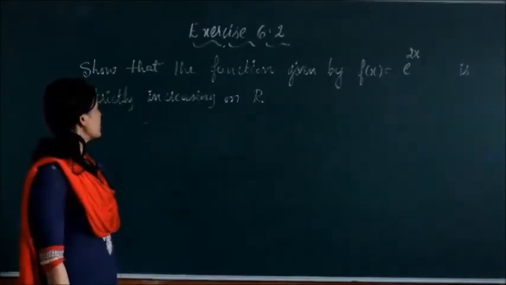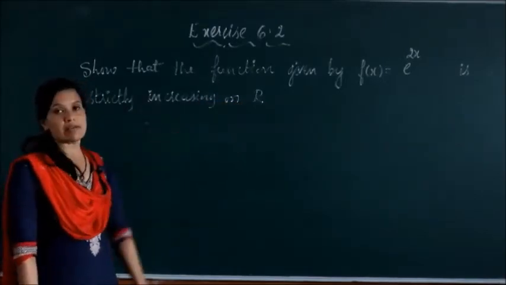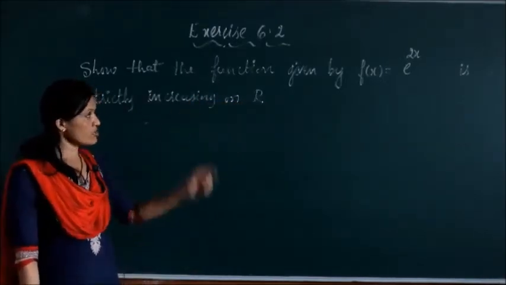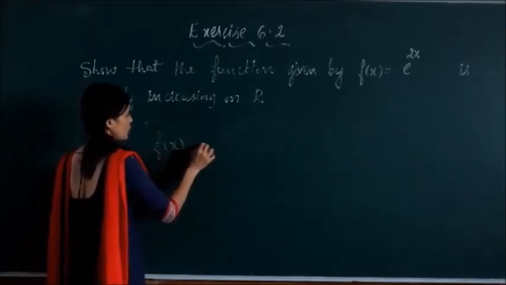Look at the next question. The function f of x is equal to e to the power 2x is strictly increasing. I have to show that the function is strictly increasing. Of course, the same thing: you have to find out f dash of x.